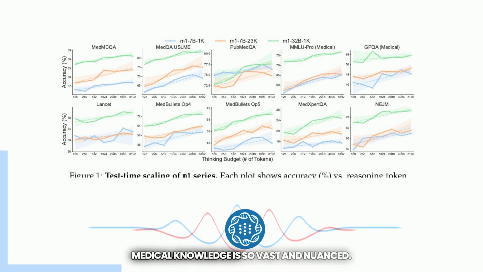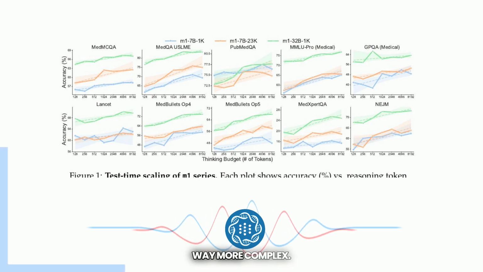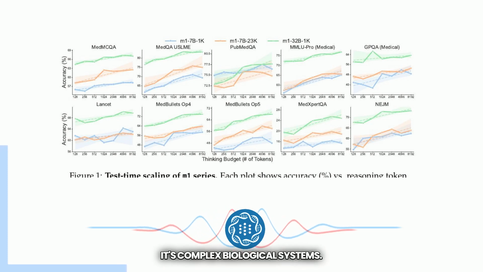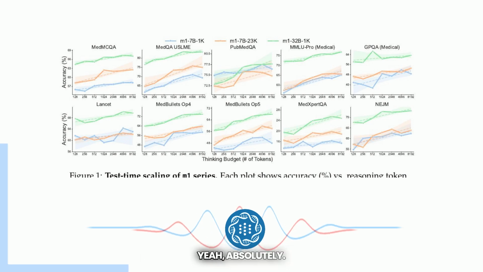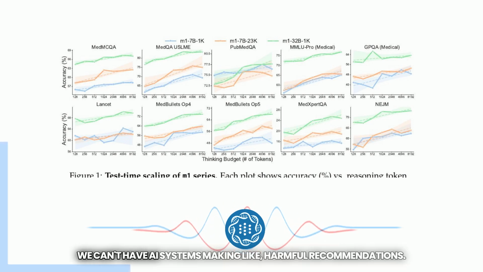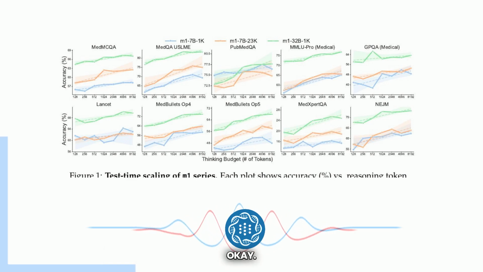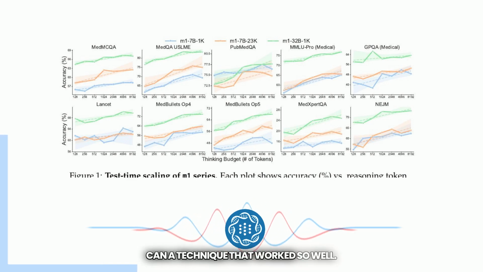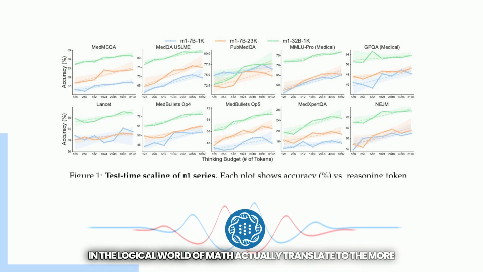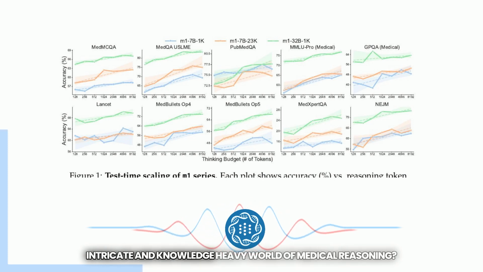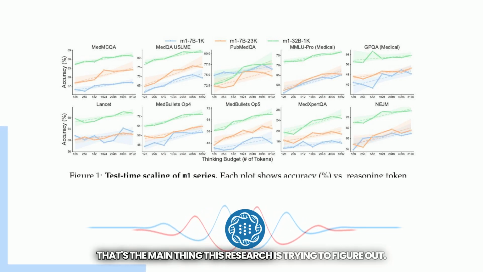Medical knowledge is so vast and nuanced. It's a whole different ball game. Way more complex. It's complex biological systems. And of course, the stakes are super high. Absolutely. We can't have AI systems making harmful recommendations. No, definitely not. So this raises a big question for our deep dive today. Can a technique that worked so well in the logical world of math actually translate to the more intricate and knowledge-heavy world of medical reasoning? It's a good question. That's the main thing this research is trying to figure out.